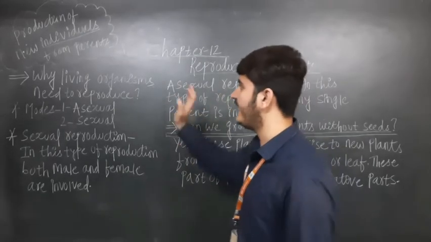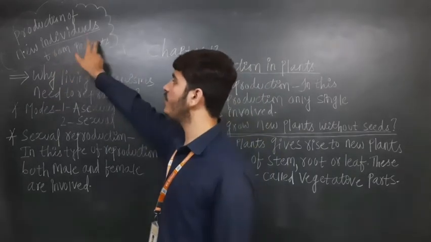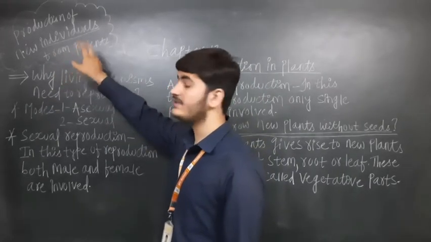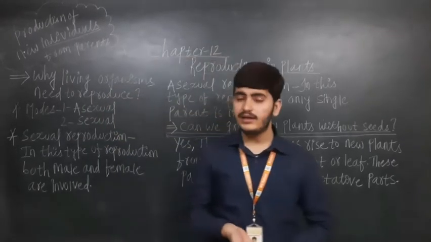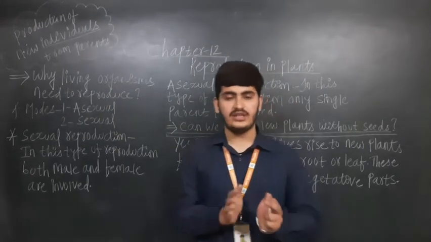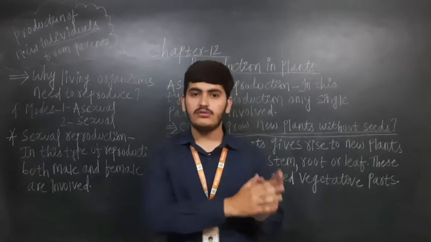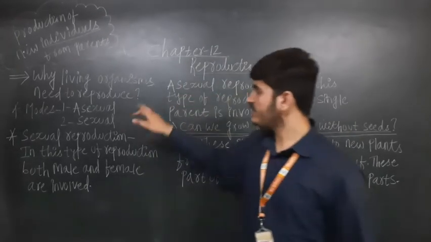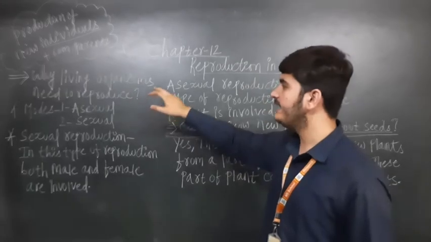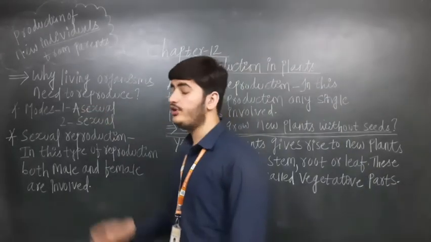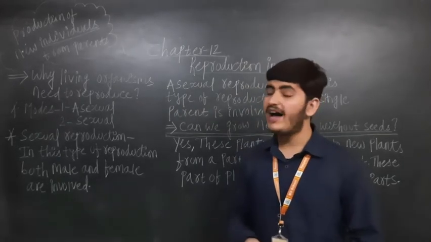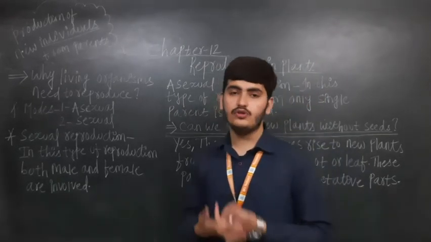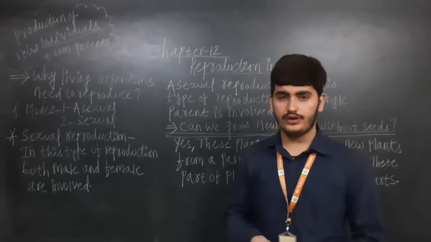So first of all, let's see the definition again. Production of new individuals from parents is known as reproduction. Whenever parents give birth to their young ones, that process is reproduction. The first question that arises in mind is: why do living organisms need to reproduce? Why should we do reproduction? Why do the plants, the animals and the human beings have to reproduce?